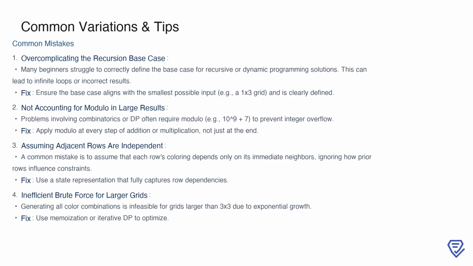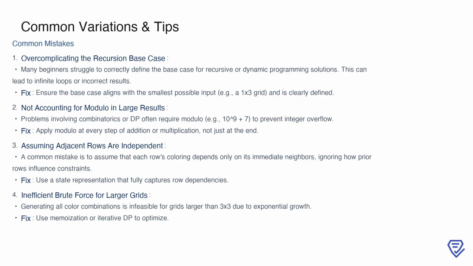When tackling this problem, there are a few common mistakes to watch out for. First, a frequent error is ignoring the vertical constraints. Many solvers focus solely on horizontal constraints, like ensuring that no two adjacent cells in the same row share the same color, but they neglect the rules for adjacent rows. This can lead to invalid solutions where rows violate the vertical coloring constraints.